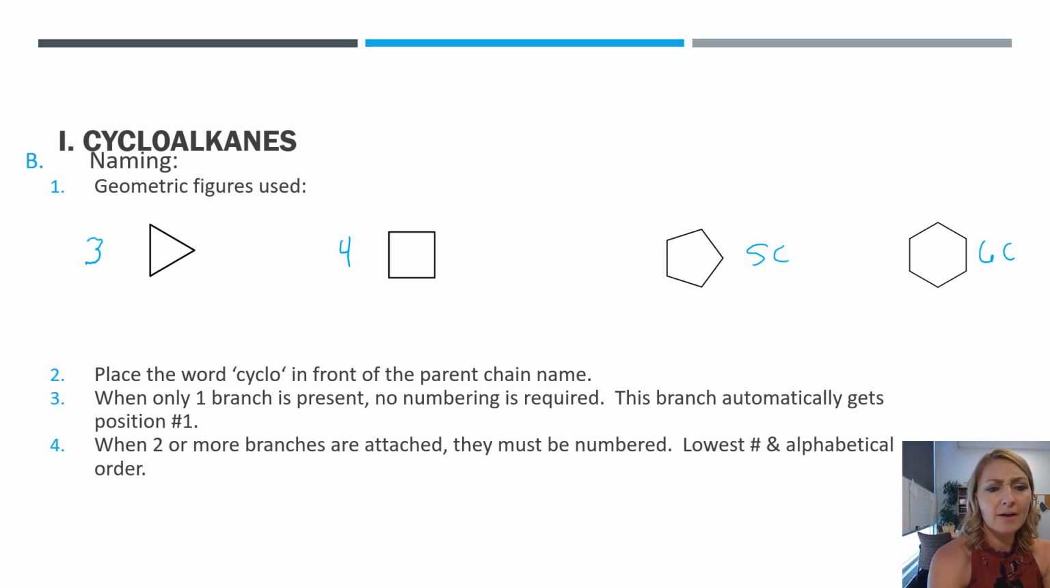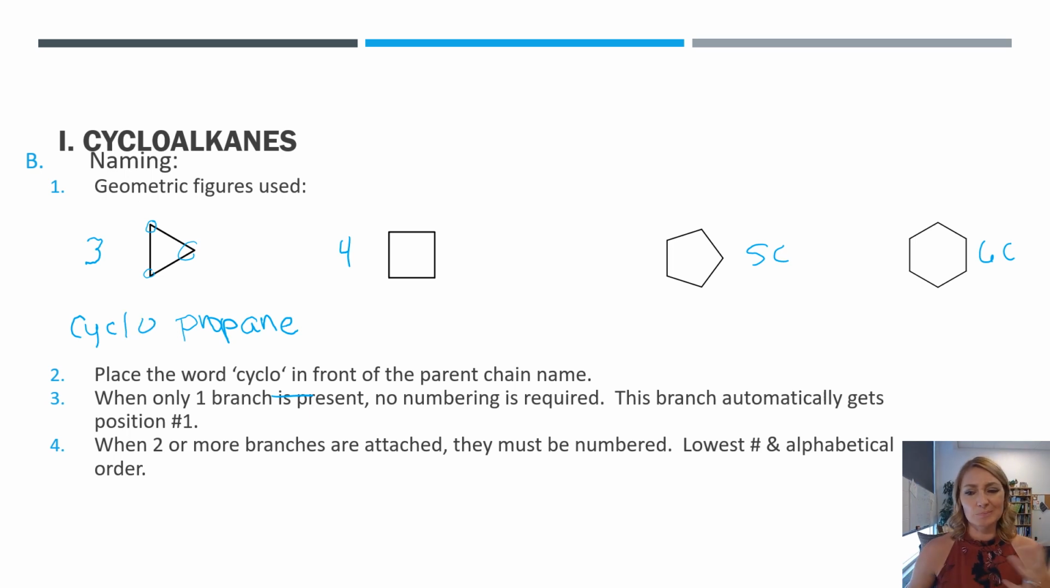So what you need to do first is you need to figure out what the parent chain's name is. So here we have 1, 2, 3 carbons. 3 is prop, and these are alkanes, so I'm going to end it with ane. So this is propane. So all we're doing is putting the word cyclo in front of propane. Cyclopropane tells us that this is not a straight chain of propane. This is a propane that connects the last carbon and the first carbon together.